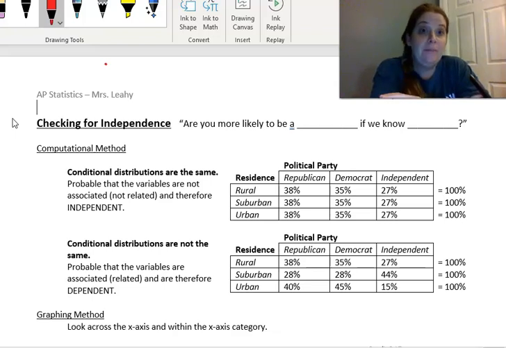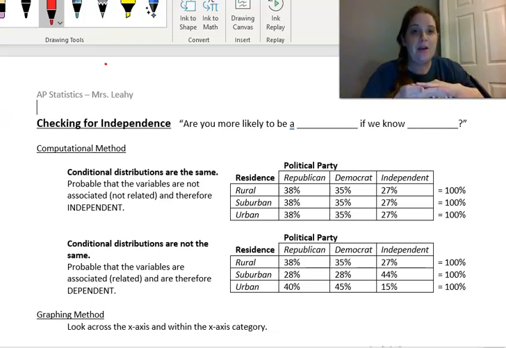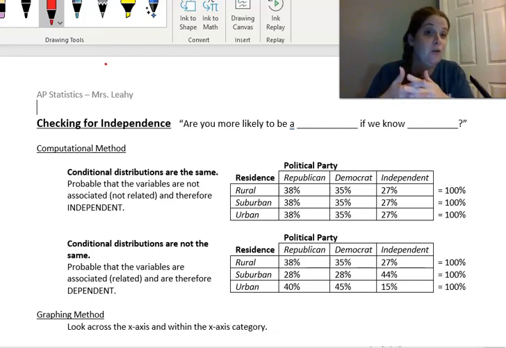Okay. Similarly, we could have events that are independent with cards. So I draw a card out of a deck of cards, and there's a 50% chance, 26 out of 52 chance of getting a red card. So if I put that card back in the deck and draw a second card, I still have a 50%, 26 out of 52 chance of getting a red card the second time. Those would be independent events.